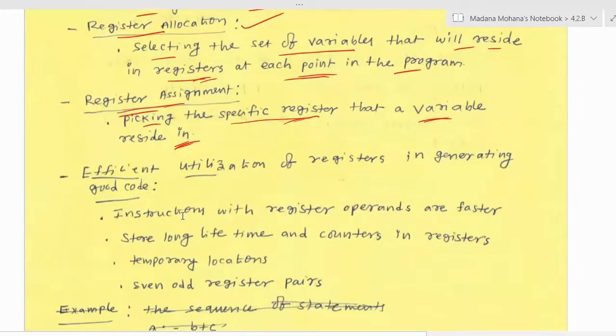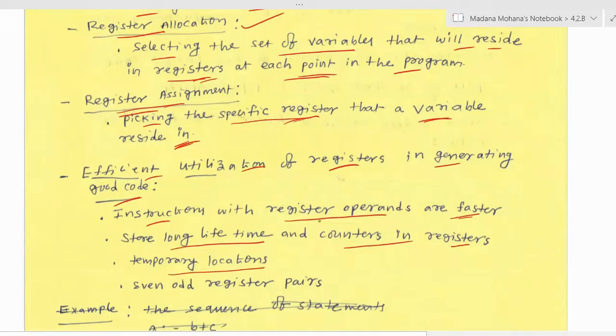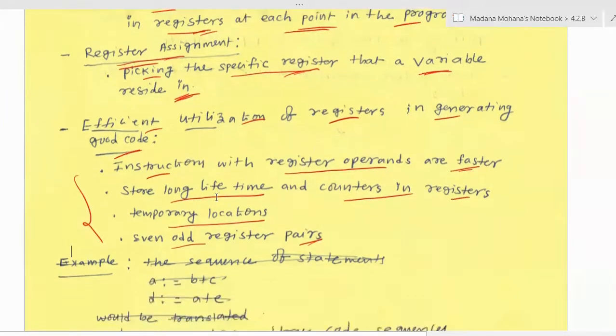Now, efficient utilization of registers in generating good code. Effectively, you can utilize the registers while generating good code. With this, what do you have to do? Instructions with register operands are faster. Then store long lifetime variables and counters in registers. Then use temporary locations, then even-odd register pairs. By considering these factors, efficient utilization of registers in generating good code can be done.